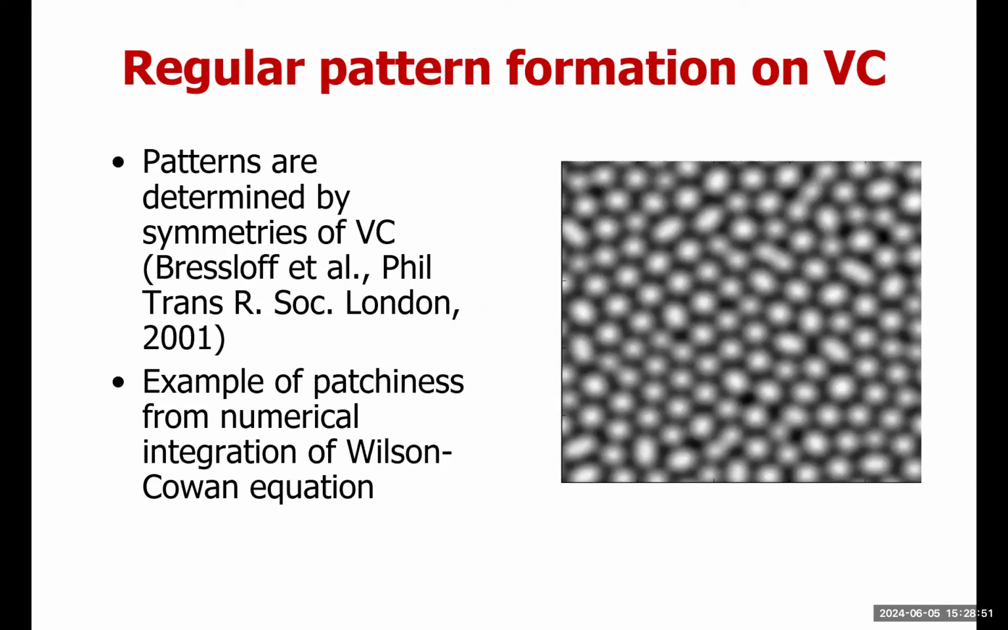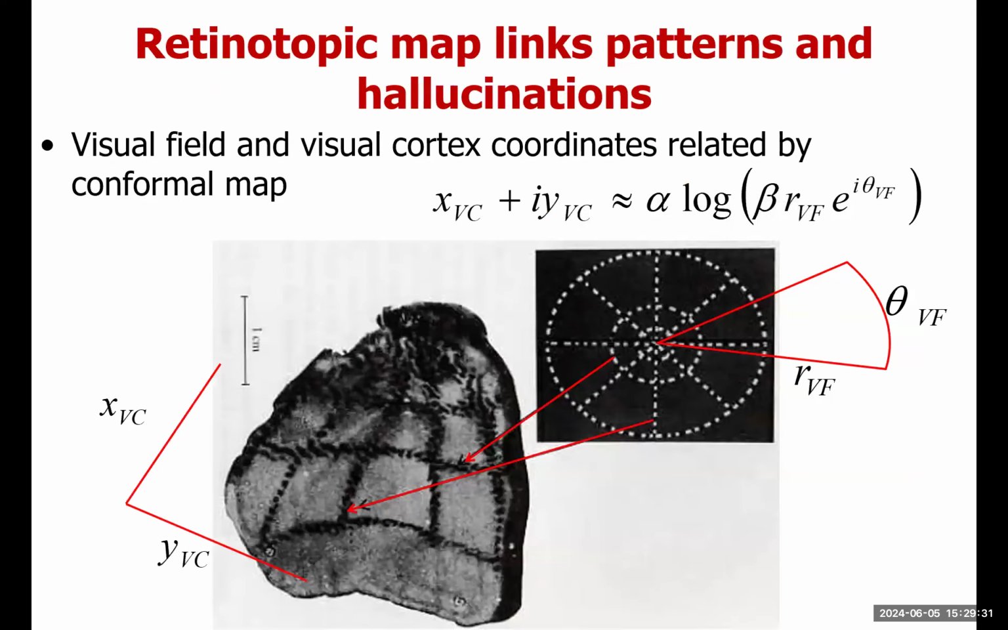Now, what was discovered from looking at this differential equation is that you can look at the symmetries of the linear stability operators, and you can show that the symmetries have eigenvectors that look like the patterns that people observe when they have hallucinations. So you look at the classification of hallucinations that psychologists know, you look at the eigenvectors of the Wilson-Cowan model, and they match one-to-one. Okay, so these patterns, it turns out, are determined by the symmetries of the visual cortex.